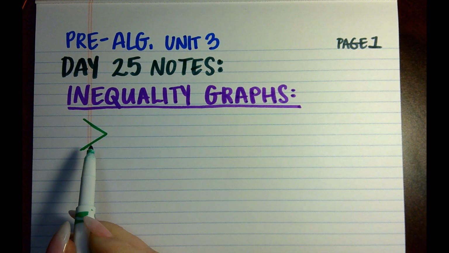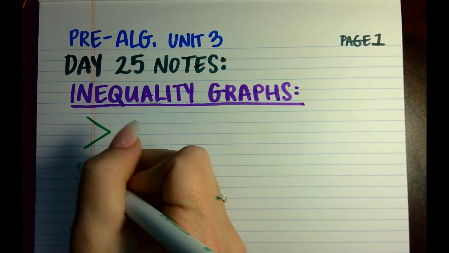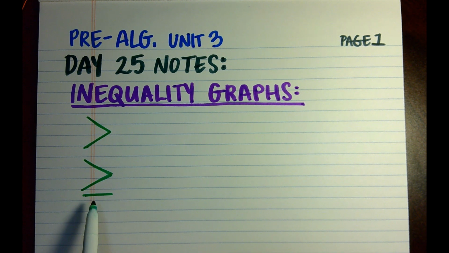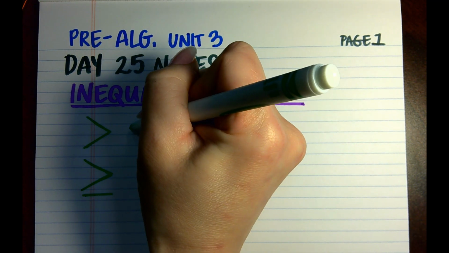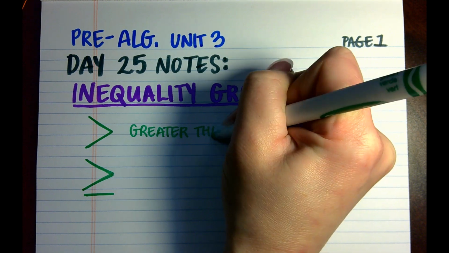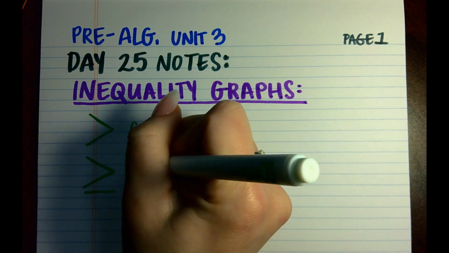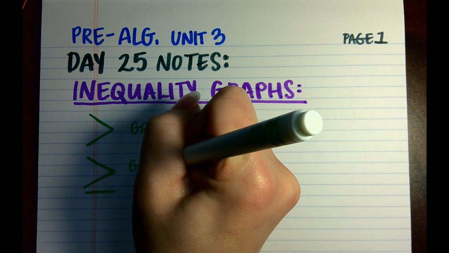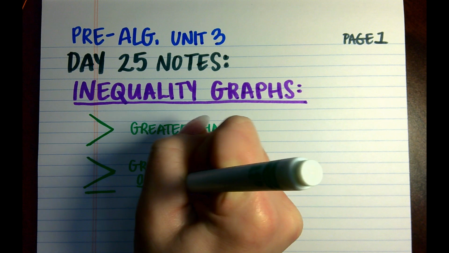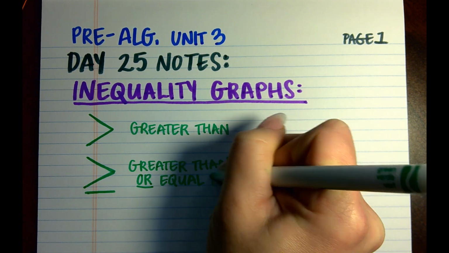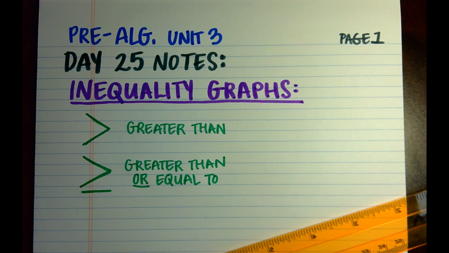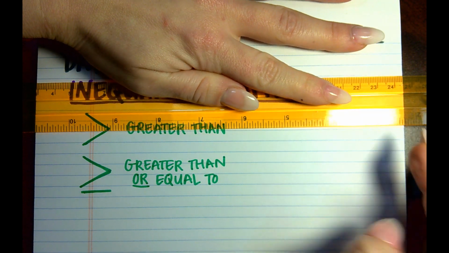So I have a greater than symbol, and I have another symbol that looks like a greater than symbol, but with a line under it. So let's label these. This will be greater than. And this one is greater than or equal to. Then I'm going to draw little miniature graphs, so really just number lines at this point.